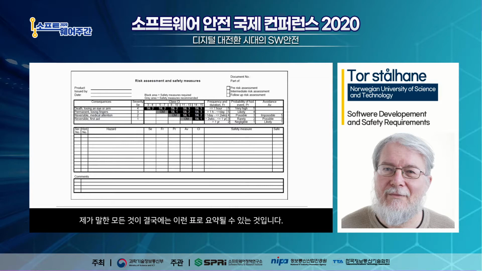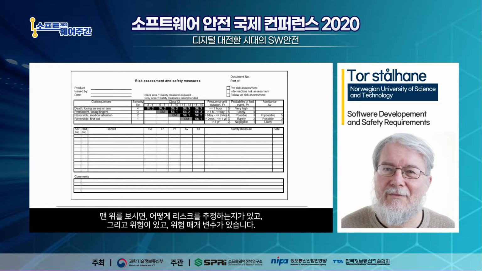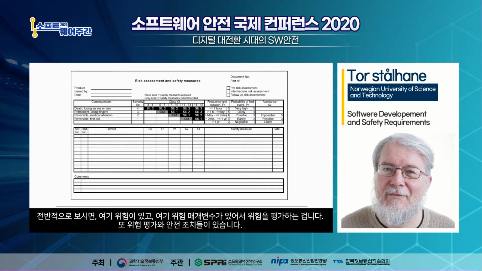So it will all end up with a document like this. You see at the top there is how to estimate the risk, and then there are hazards, the hazard parameters, and what we're going to do about it. So this is a nice summary. You see it all. Here's the hazard, here's the parameters which we use to assess the risk, and here's the measures.